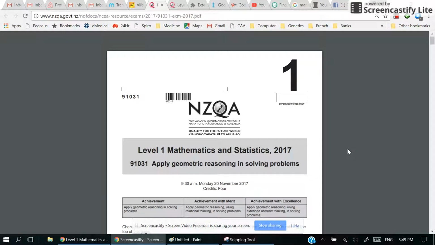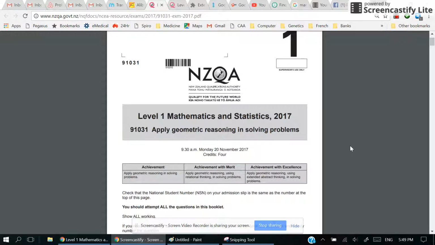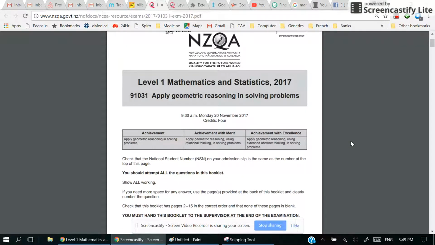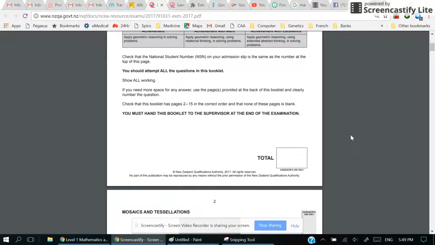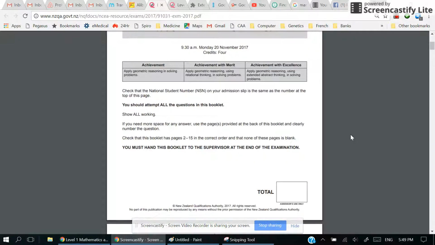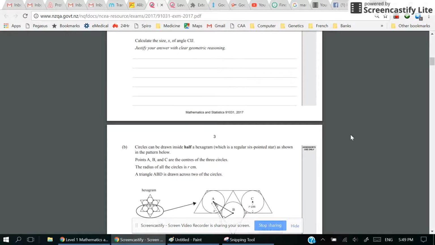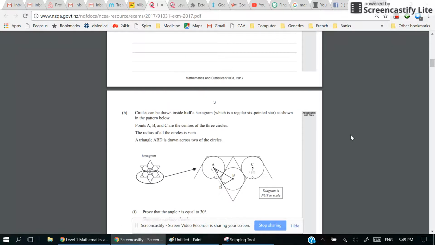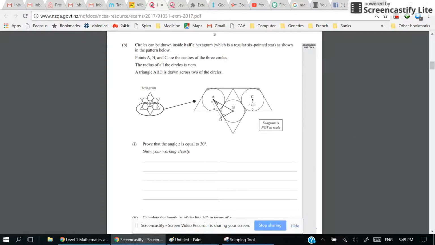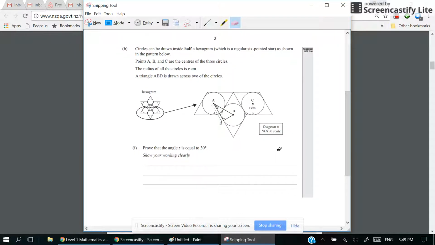Hi there, back to the NZQA Level 1 Mathematics 2017 solutions. What I'm trying to do is to provide you with how to solve these problems just using simple things that you've learned at the Level 1 stage. So here we're back to question 1b.